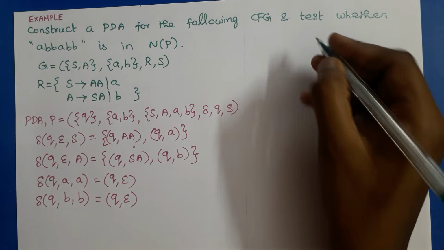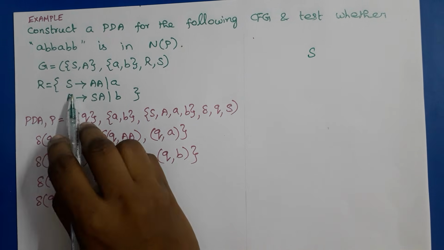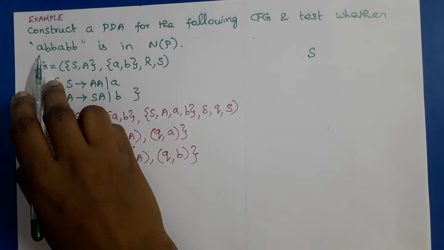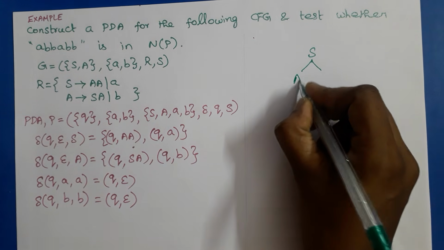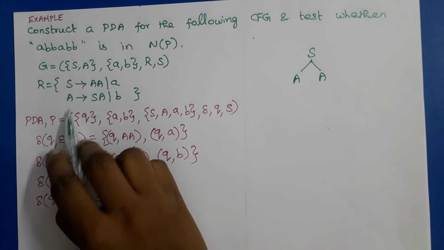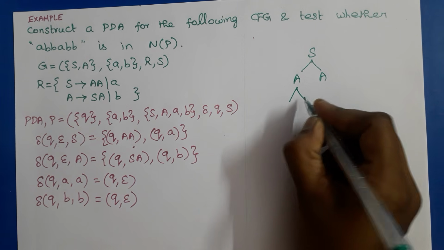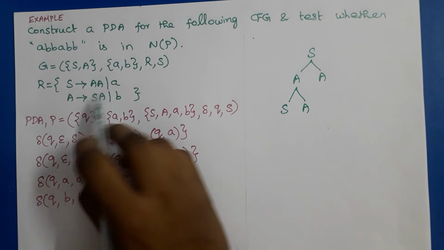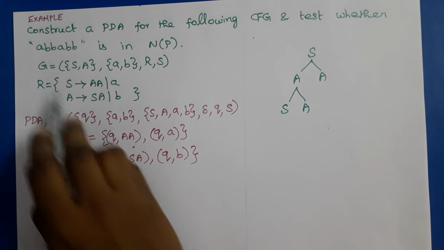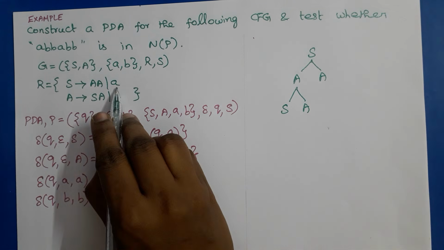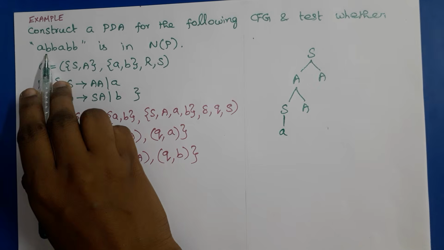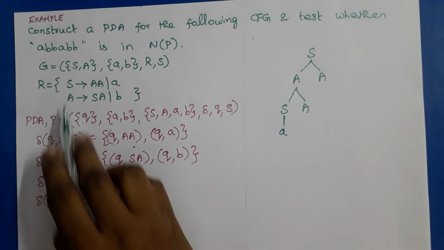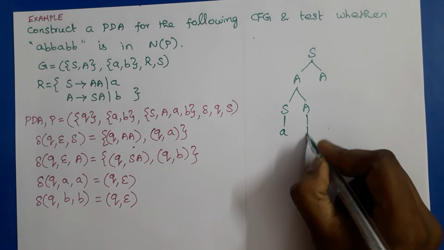So here the start symbol of the grammar is S, and S has two productions. We need to derive the string. So S has two children, AA. Then in the next step, A can be replaced by SA. Then the first symbol is a, so S can be replaced by A. Then we need b here, so this A can be replaced by b.